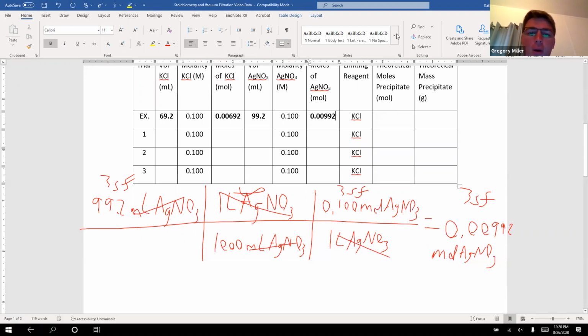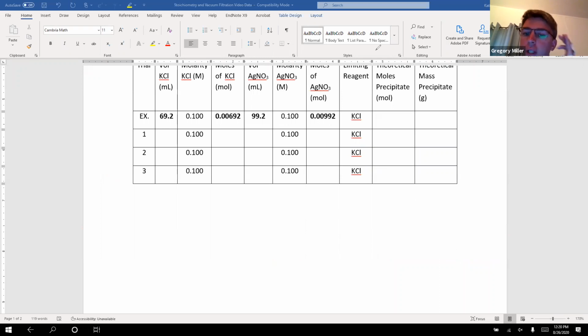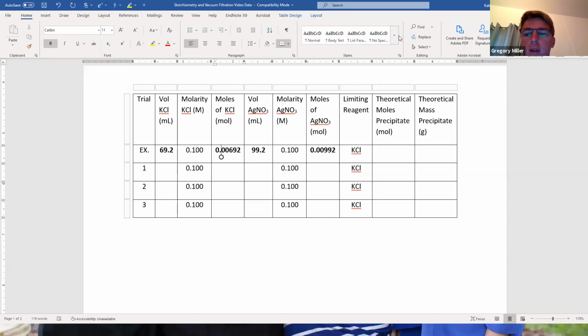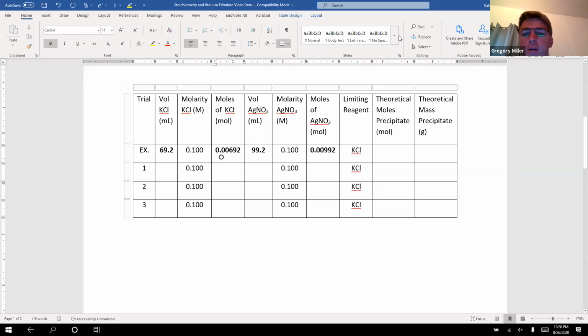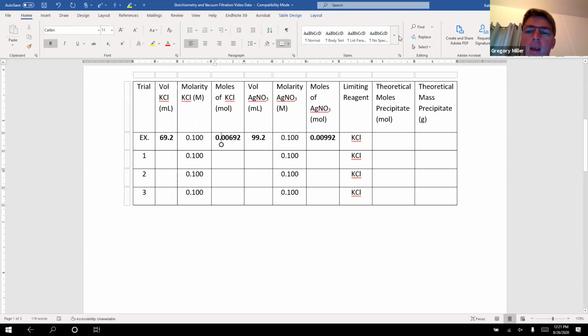There we go. So at this point, we can determine our limiting reagent. Again, you were told it's KCl, but because we know these react in a 1-to-1 ratio, the lower of these values will be our limiting reagent. So 0.692 is lower than 0.00992, which means KCl is our limiting reagent. To truly calculate it, we would do things a little bit differently, but that's starting to get more complicated than we need to for this course.